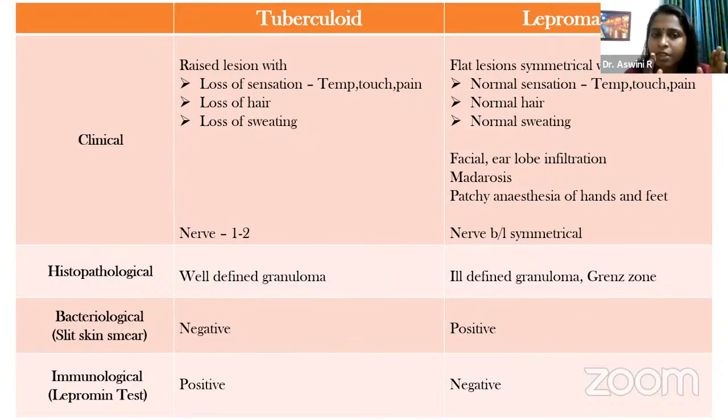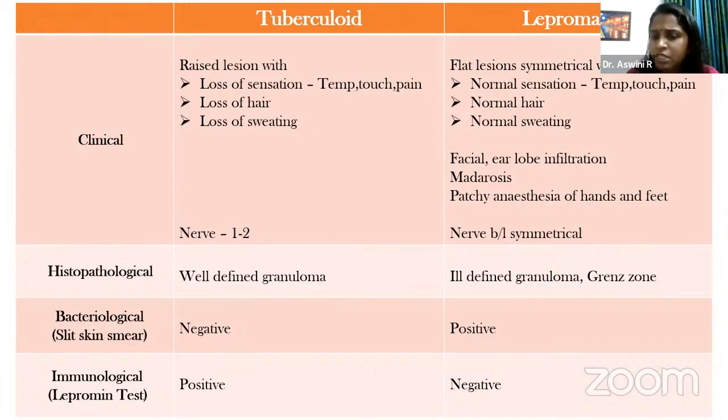So the raised nature of the lesion and the loss of sensation, loss of hair, and loss of sweating decrease as you go towards lepromatous. That means it becomes more and more flat, with retaining of sensation, hair, and sweating. And the number of lesions also increases as you go towards lepromatous. Same thing with nerves: the number of nerves involved increases as you go towards lepromatous.